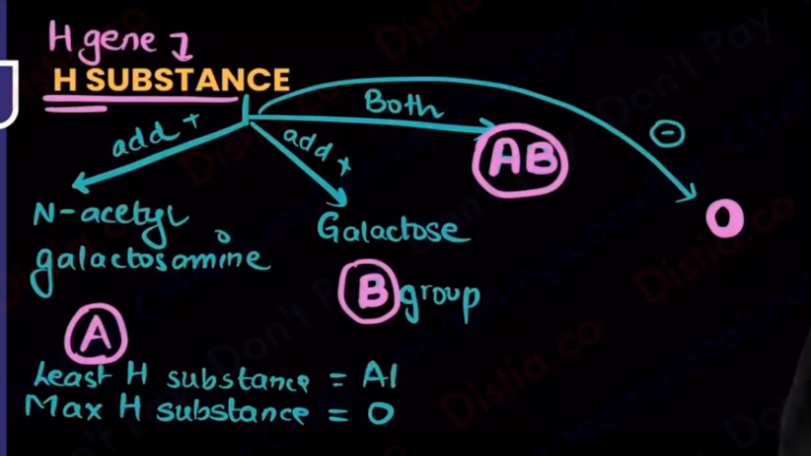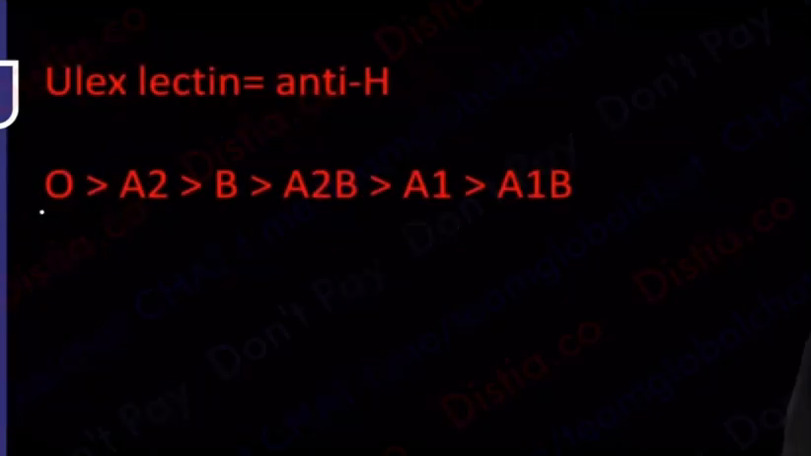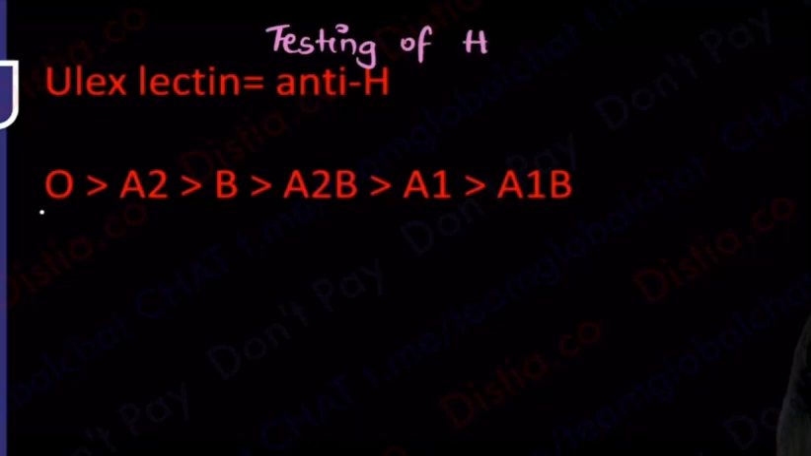And where is it converted maximally? It has converted into the AB blood group. So life is very simple. But in blood banking, they don't keep it simple. They say that for testing of H substance, remember this very carefully for the higher institute exams, testing of the H substance is going to require something known as anti-H antibodies.